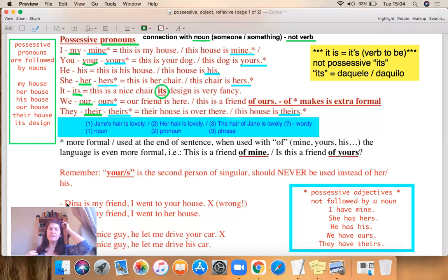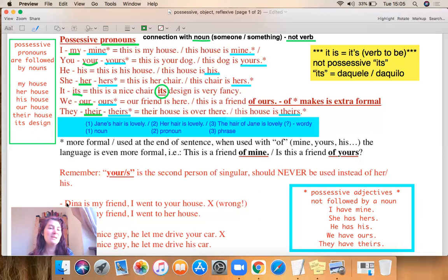So we can also use it for ideas. For example, let's say socialism is an ideology. Its concept is very interesting or not. It talks about this or the other. Okay, so what belongs to it, to that thing?